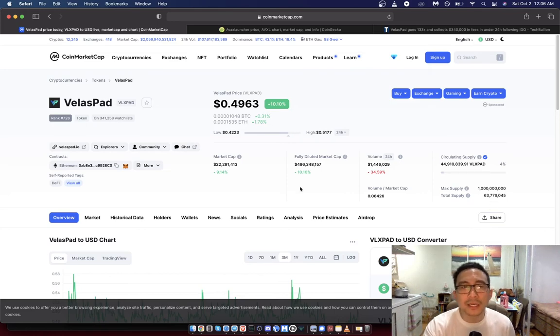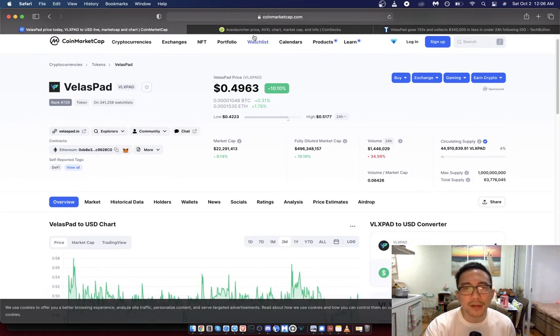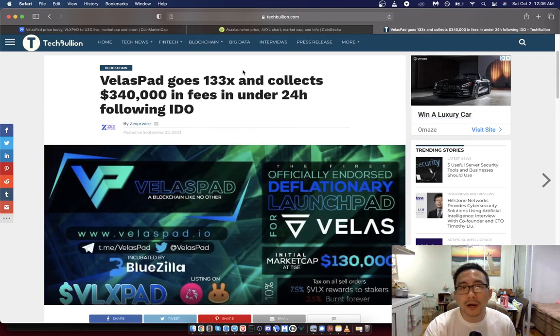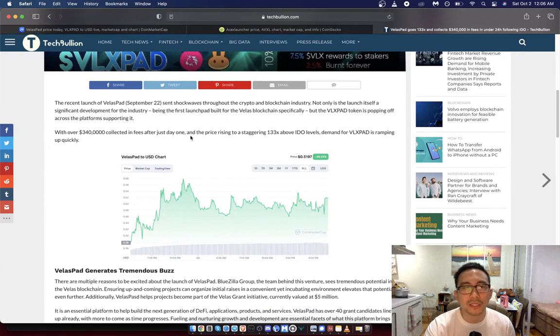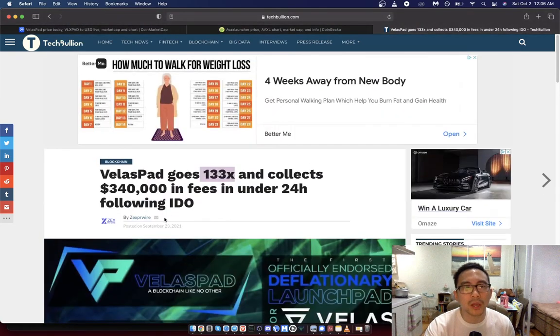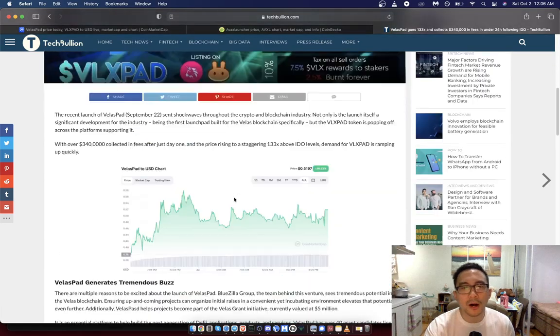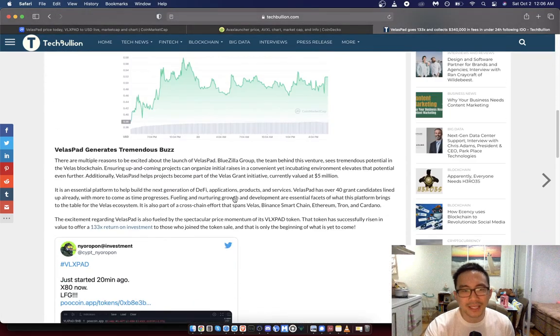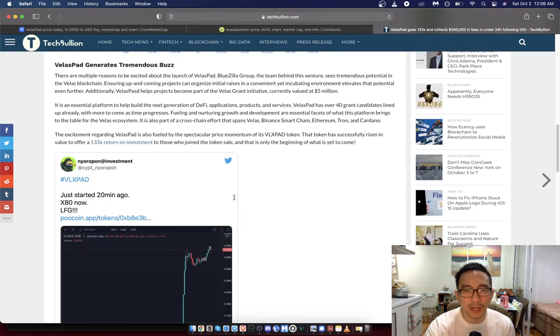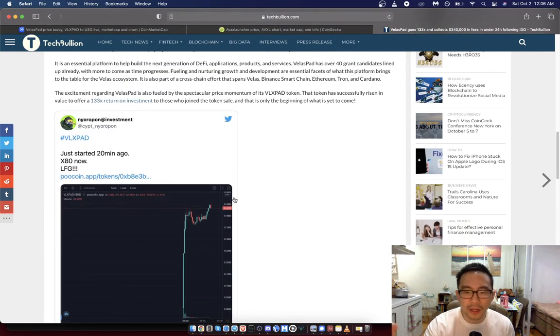As of recent, there was VelasPad, which did 133x, which is just phenomenal. And you can see this news article came out September 23rd. I believe that's when they launched. But man, yes, the allocations were small, but literally the gains of 100x is phenomenal. Let's say you got $100 in, right? You're talking about $10,000 just like that. And so that's a lot of life-changing money.